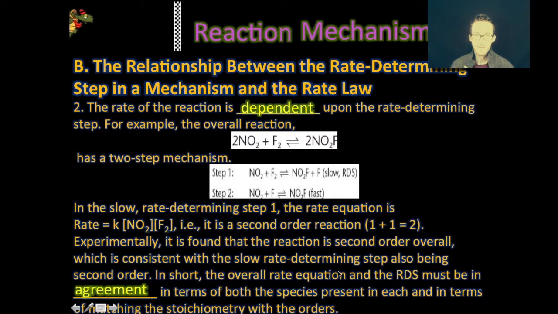So the rate determining step has a reaction order overall of 2, and we're told that the reaction overall is second order as well. And so those two things have to match up when you're doing these types of problems. The rate law for your rate determining step has to match the rate law for the overall reaction. And in addition to the fact that those two things have to be in agreement, the species present in each of the rate laws have to be the same as well.